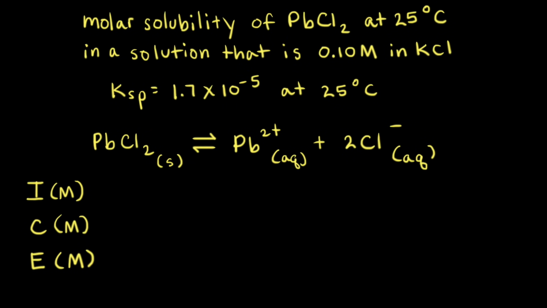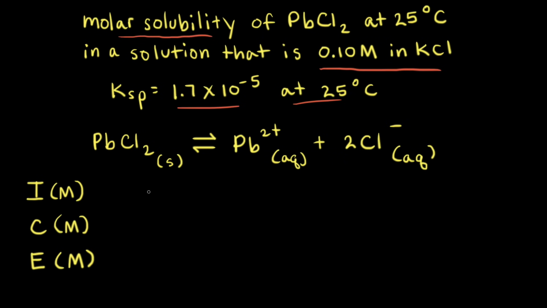Next, let's see how the presence of a common ion affects the molar solubility of lead 2 chloride. And to do that, let's calculate the molar solubility of lead 2 chloride at 25 degrees Celsius in a solution that is 0.10 molar in potassium chloride. The Ksp value for lead 2 chloride at 25 degrees Celsius is 1.7 times 10 to the negative fifth.